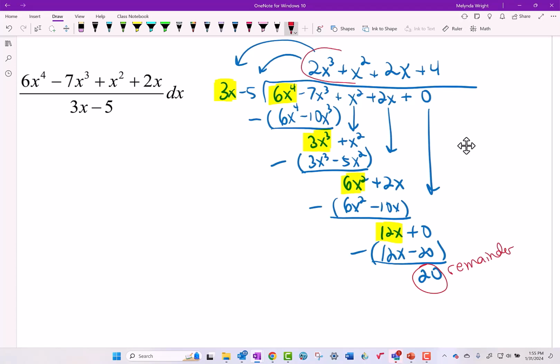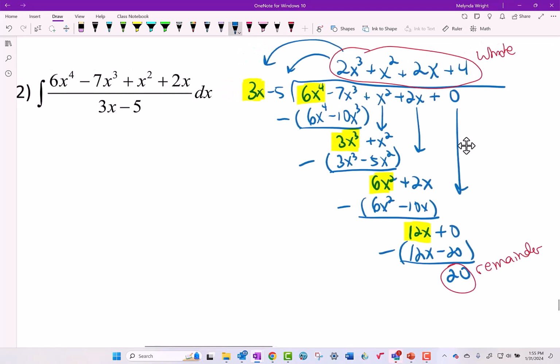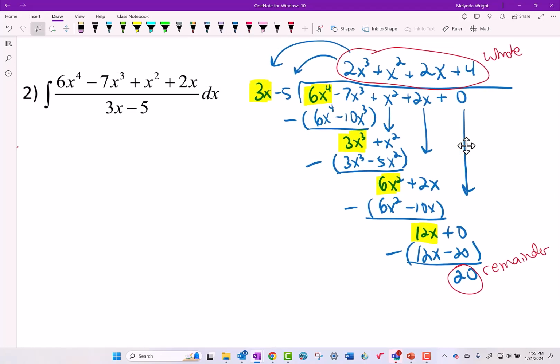And this is my whole part. That's the whole. That's going to go into the integral just like it looks. Okay, here we go. So we've got the integral of 2x cubed plus x squared plus 2x plus 4 plus, now how do we write our remainder? 20 over what? 3x minus 5.